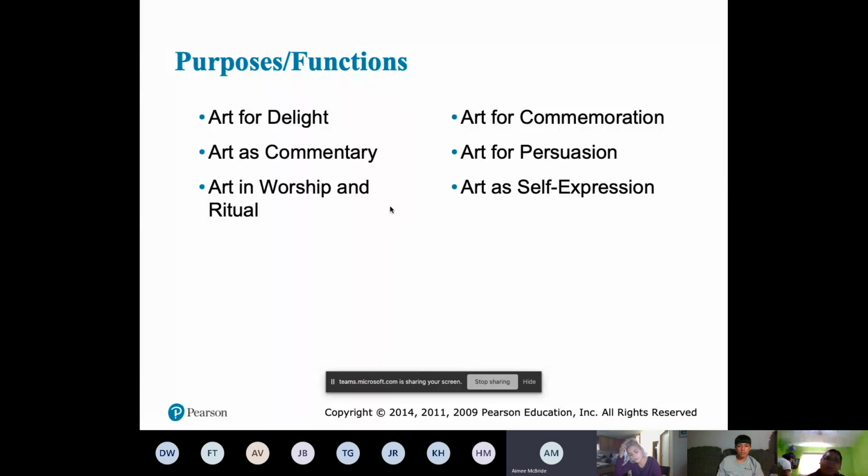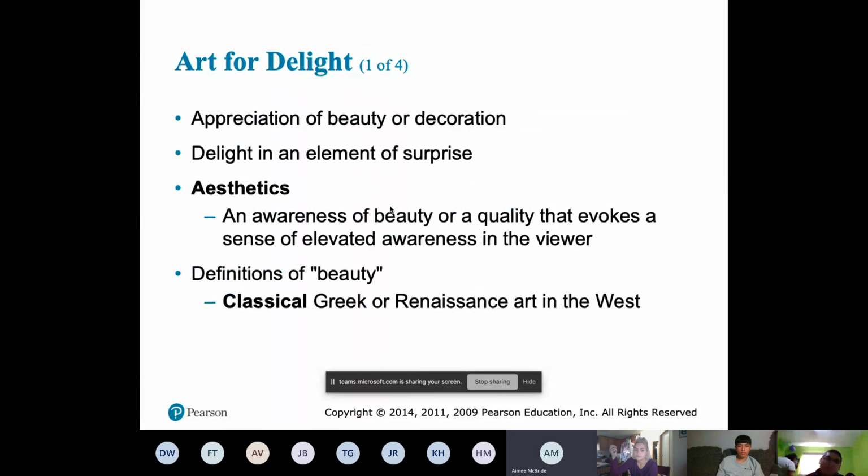And like I mentioned a second ago, just because there's 6 categories doesn't mean that one artwork or artist can't fall into several of those 6 categories. So those are interchangeable titles. They can fall under more than one category. We're going to start off with the easiest one, art is delight. And then we'll move into some of the more complex ones as we go. The most complex one being art for self-expression.